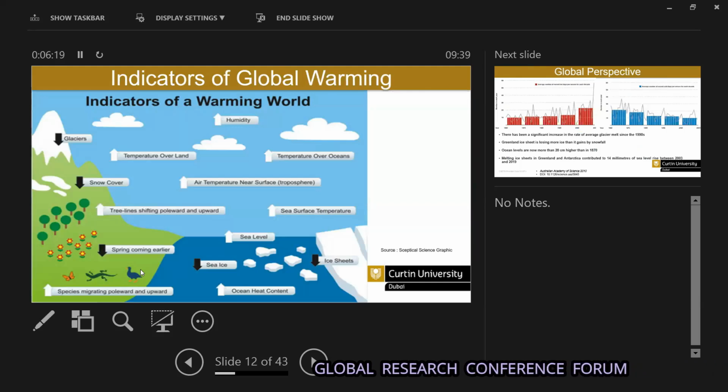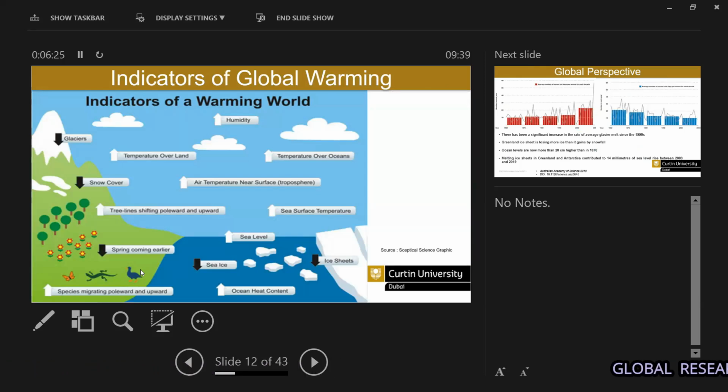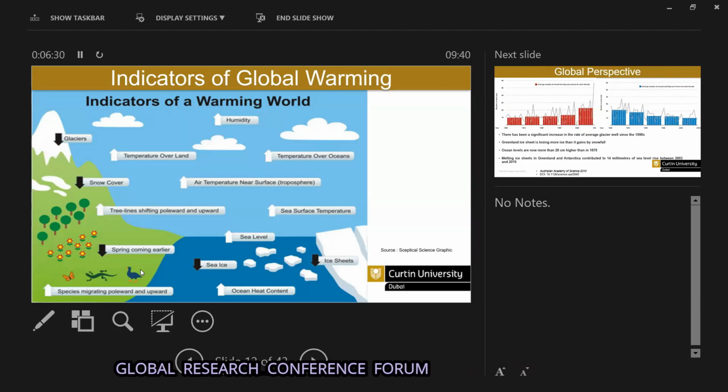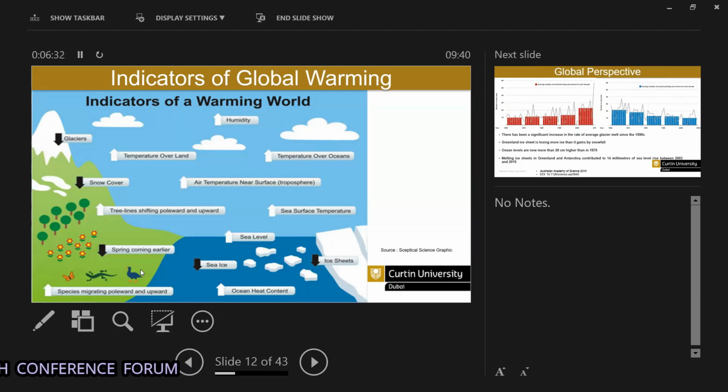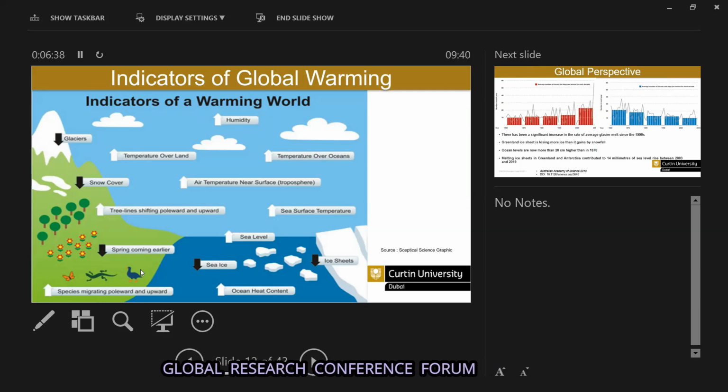Ice sheets in Antarctica and Greenland are melting. Because of that, the water is moving to the sea, and the water availability is moving to the land. So these are some of the indicators of global warming. These are some of the indicators of climate change.